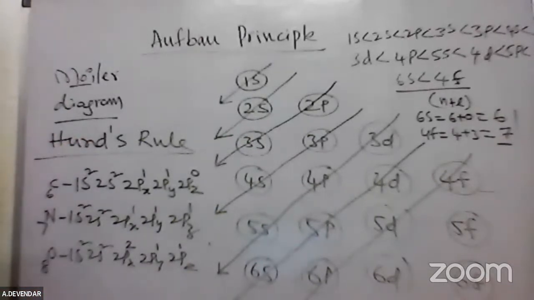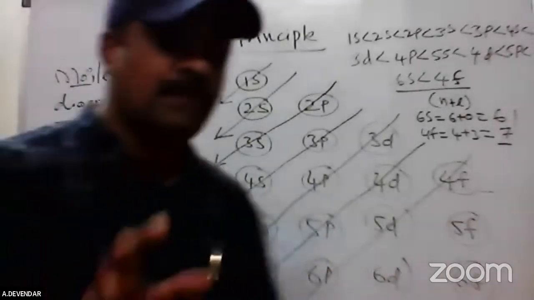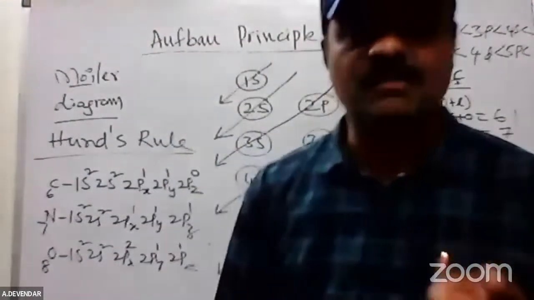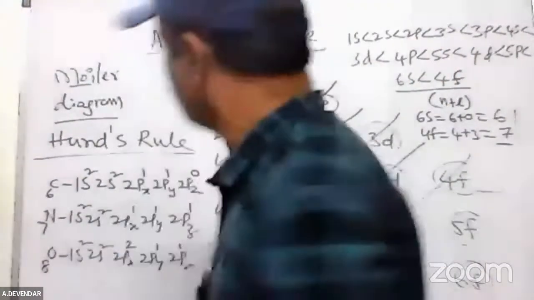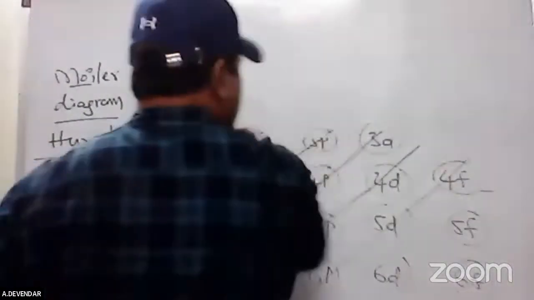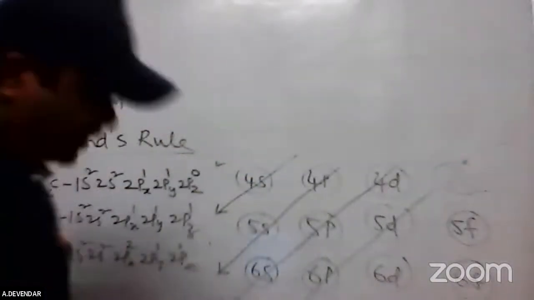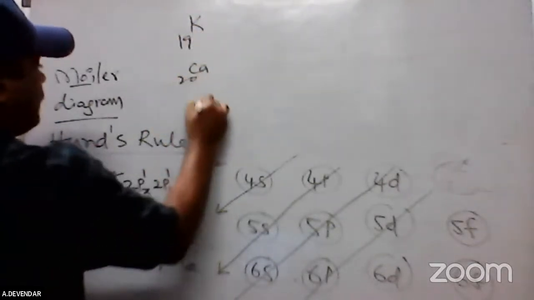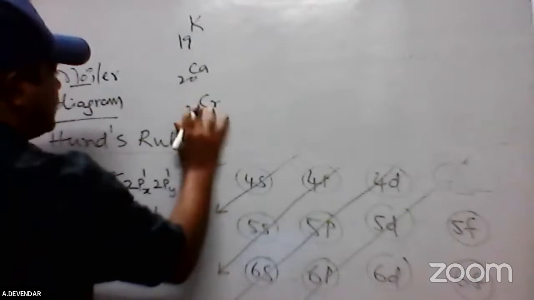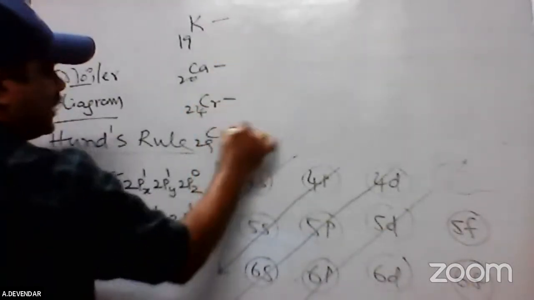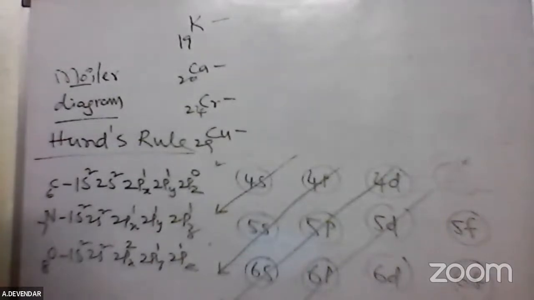Okay, friends, by means of this you get the electronic configuration. In this examination, they will ask the electronic configuration of particularly potassium, calcium, chromium, and copper. Potassium is the 19th element, calcium is the 20th element, chromium is the 24th element in the periodic table, and copper is the 29th element. This is the electronic configuration you have to write. That is for the 5 marks question.